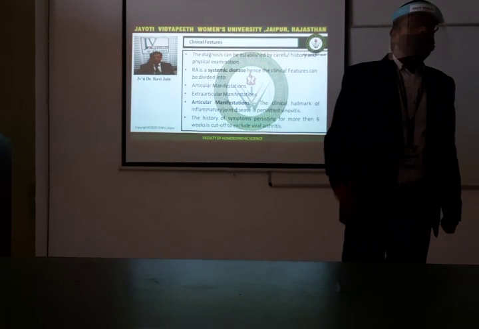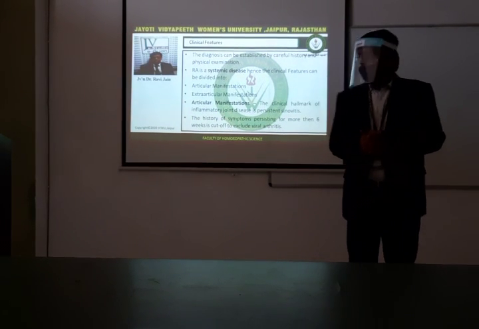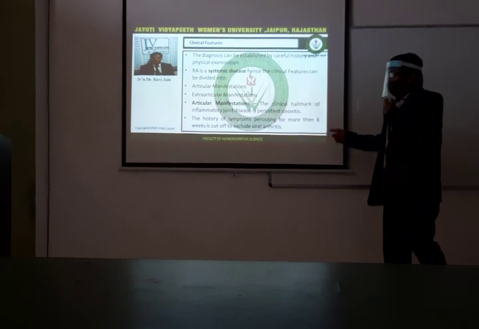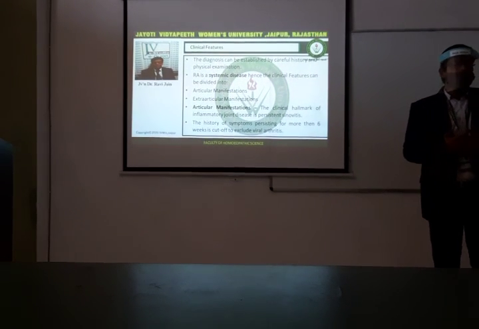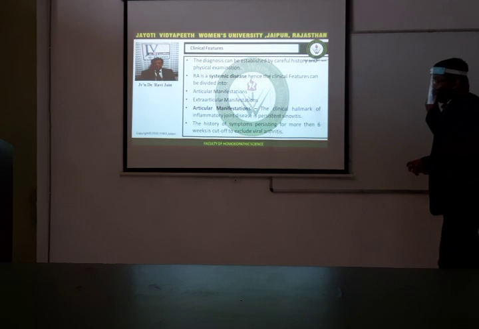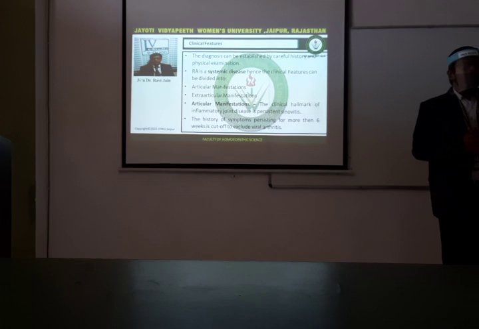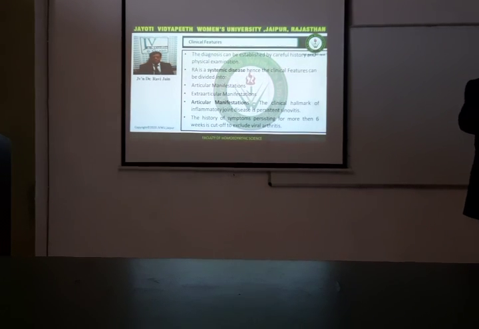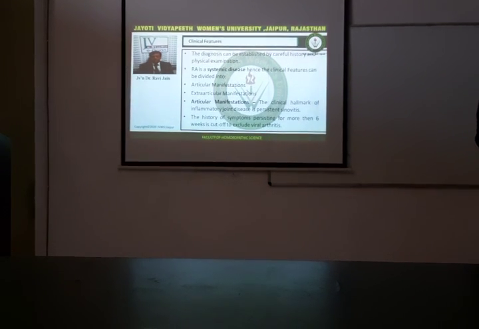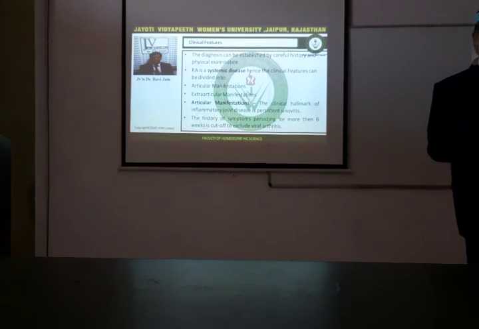So let's start with the articular manifestation. What are the articular manifestations? Articular manifestations, which are related to the joint itself, are the clinical hallmarks of inflammatory joint disease. The clinical hallmark of the articular disease is persistent synovitis, that is persistent inflammation of the synovium.